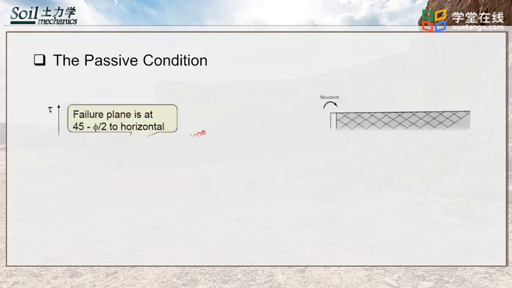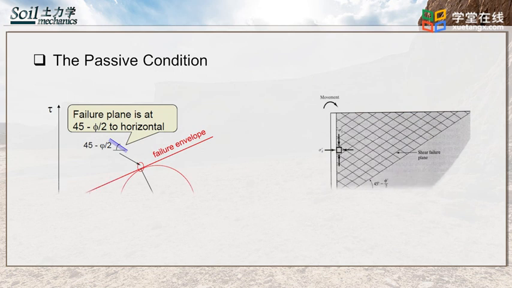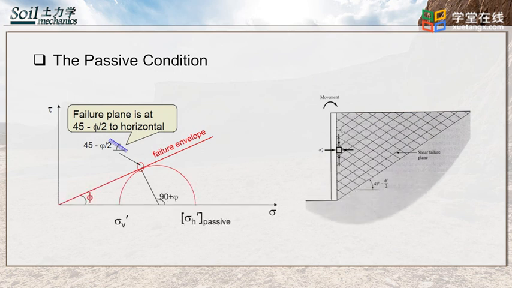During passive condition, the wall moves towards soils. As a result, part of soil mainly near the wall are compressed since the boundary is closer. Then, a shear failure plane is formed in the soil, as shown in the figure on the right. The failure plane is 45 degrees minus half of the friction angle to horizontal, as shown in the left figure.